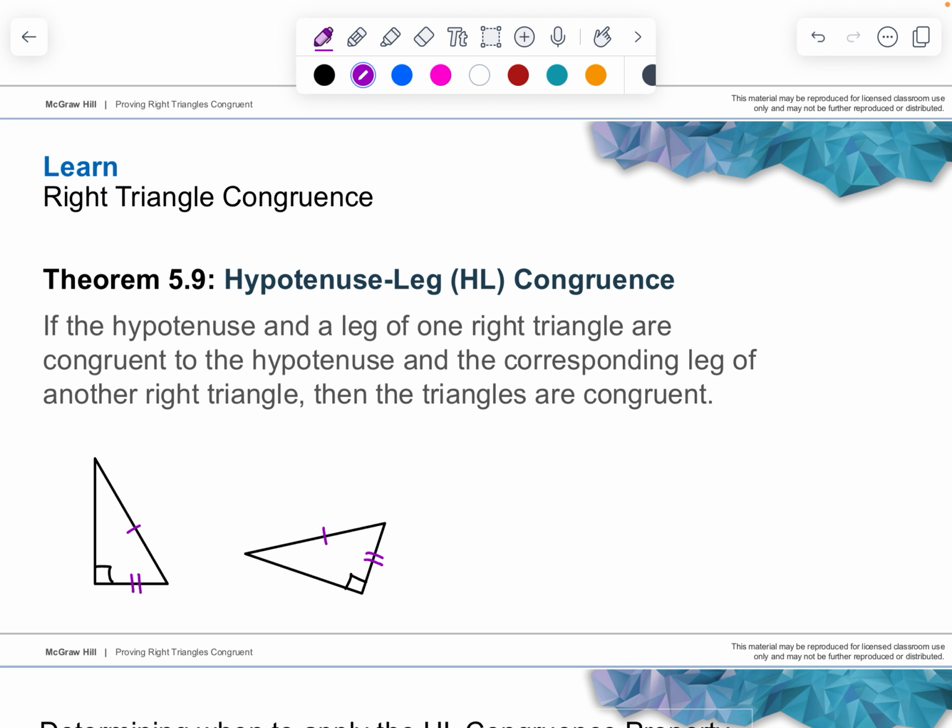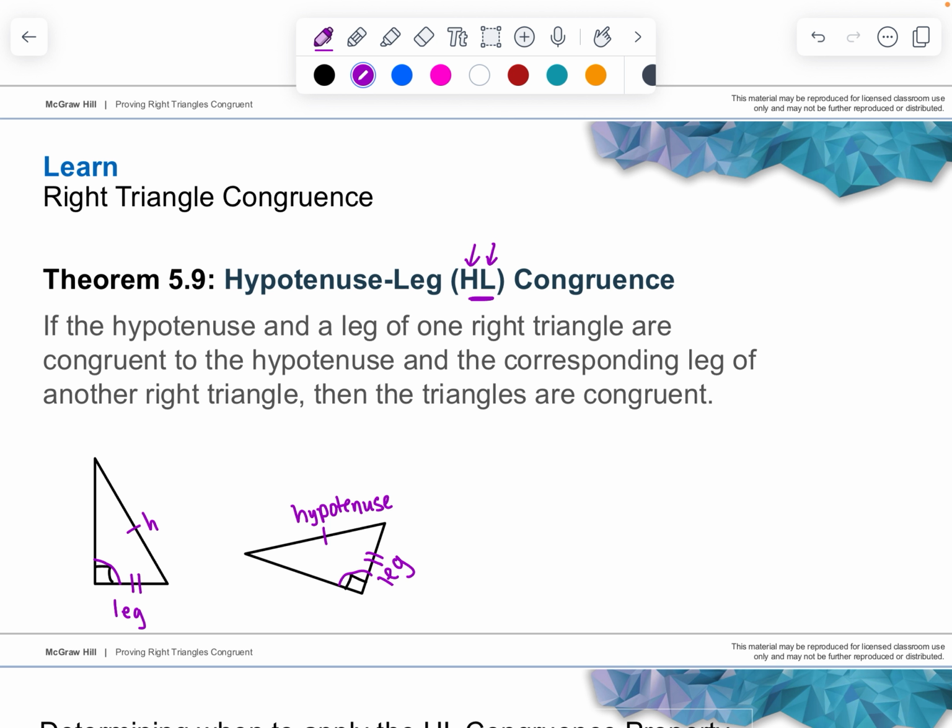Now, legs are any side that isn't a hypotenuse. So this is a leg, and this is a leg. So leg and leg, and hypotenuse. And we're just going to put H over here. Hypotenuse and leg. Thus, we get our HL. If those match up, then we also have a matching angle here. So we still have 3 matching pieces. Even though we've only got 2 letters here, HL, there are 3 pieces because there is an angle in it.